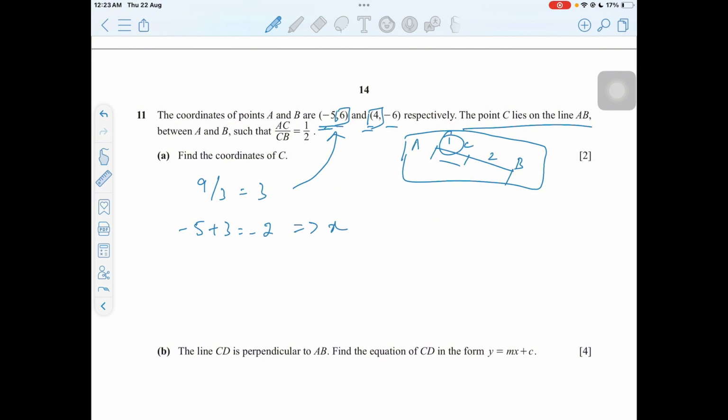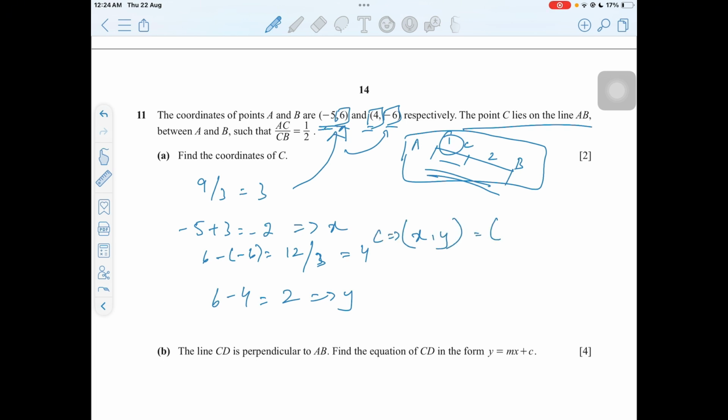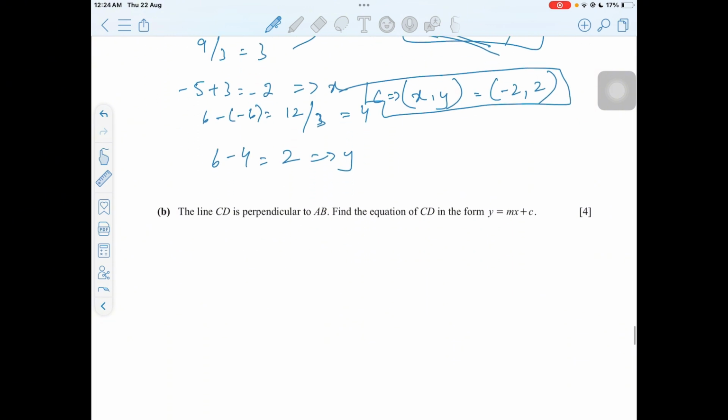Now let's just look at 6 and negative 6, right? So if we add them, this would be 6 and negative 6, this would be 12. This is divided by 3 to take one part of the 3 whole, right? So this would be 4, and then this 4 will be subtracted from this to get closer to this, right? So this would be 6 minus 4 equals to 2 as our y coordinate. So our x and y of C would be negative 2 comma 2, right? I hope you get it.